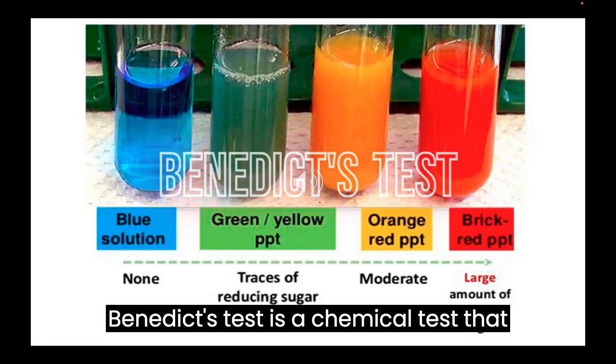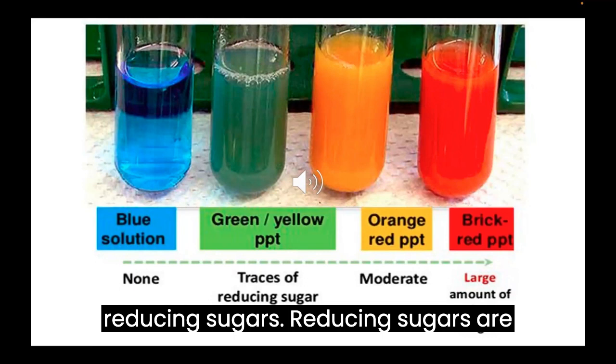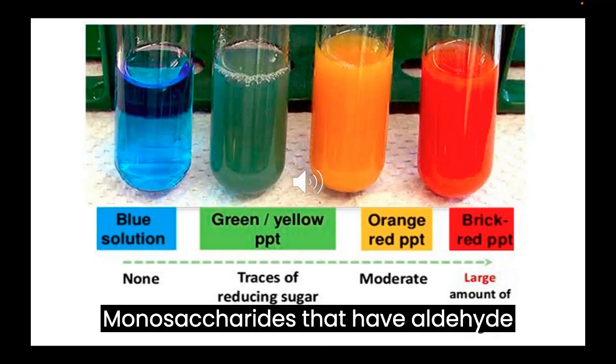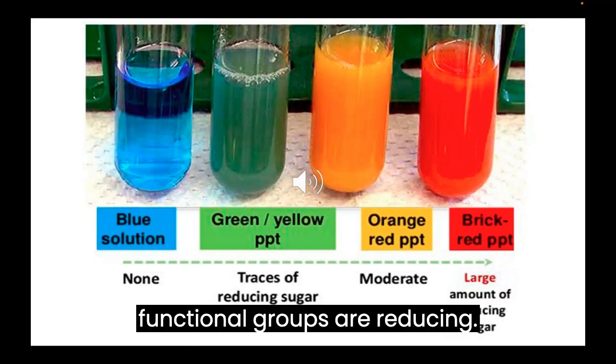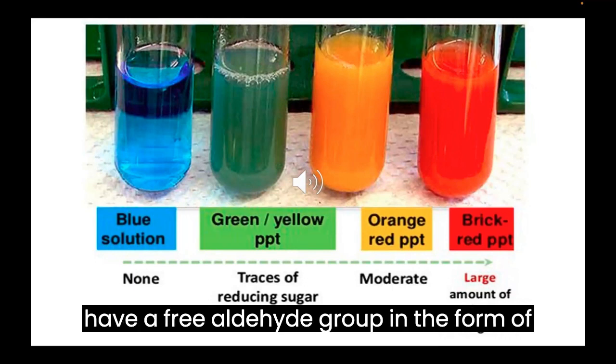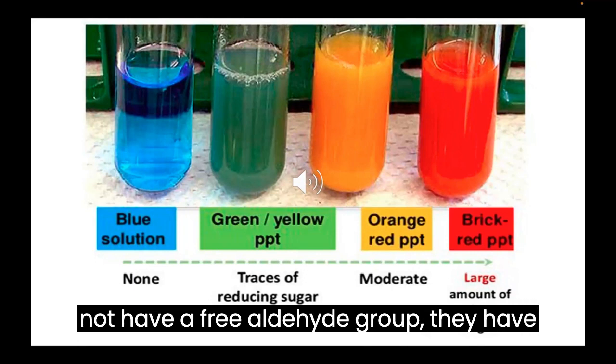Benedict's test is a chemical test that can be used to check for the presence of reducing sugars. Reducing sugars are aldehyde sugars or aldoses. Monosaccharides that have aldehyde functional groups are reducing. Disaccharides may be reducing if they have a free aldehyde group in the form of hemiacetal, or non-reducing if they do not have a free aldehyde group.